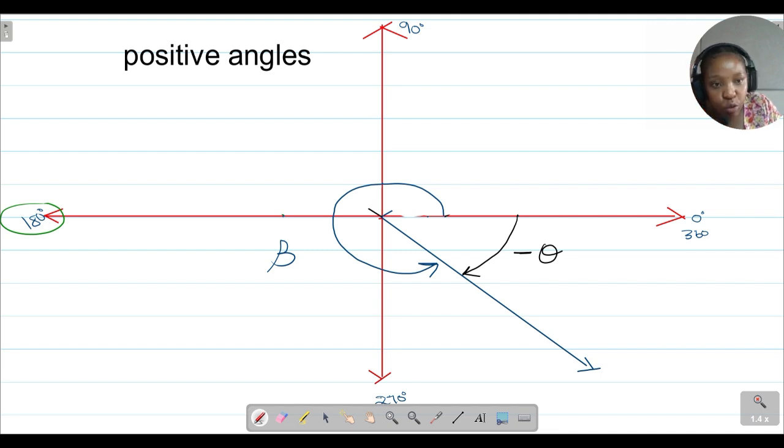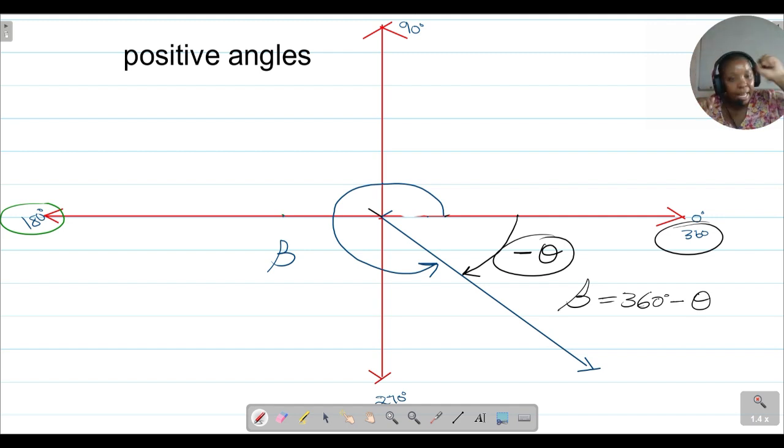Because we haven't reached 360 yet, we are just going to say, to get angle beta, it's just going to be 360 degrees minus this theta. And that's going to give us that angle beta. So that is how they create your reduction formulas, using this concept.